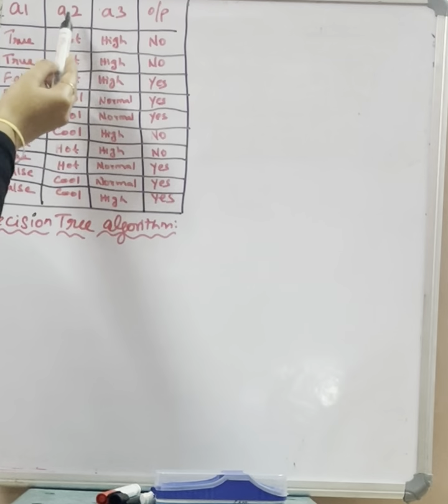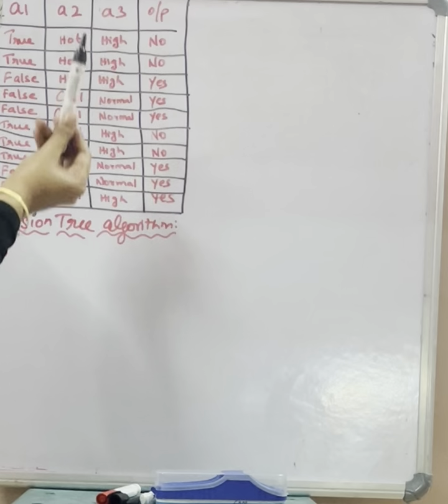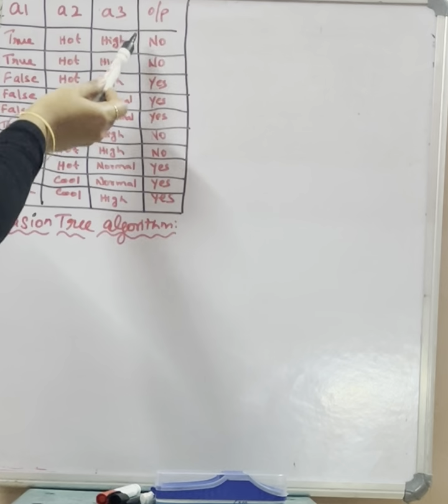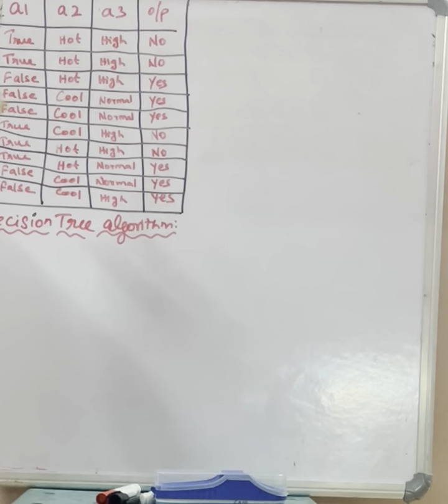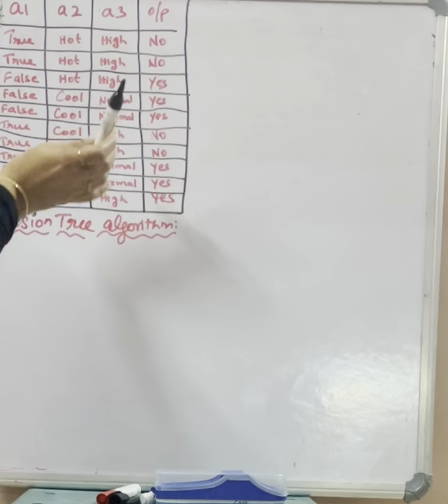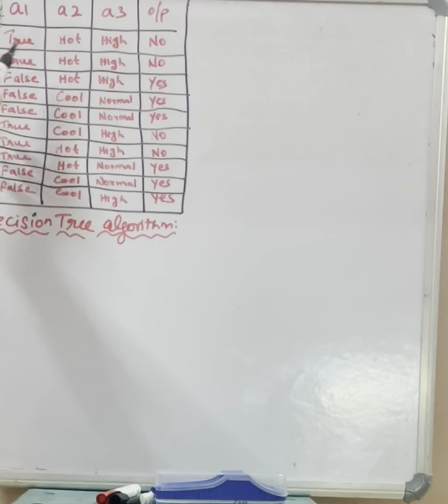So we have three attributes A1, A2 and A3, and finally we have one outcome, which is nothing but the classification. Here we have two values for the classification, yes and no. For the A1 attribute we have two values, true and false, for A2 hot and cool, and for A3 we have high and normal. So first we will find the values of S, the whole sample.